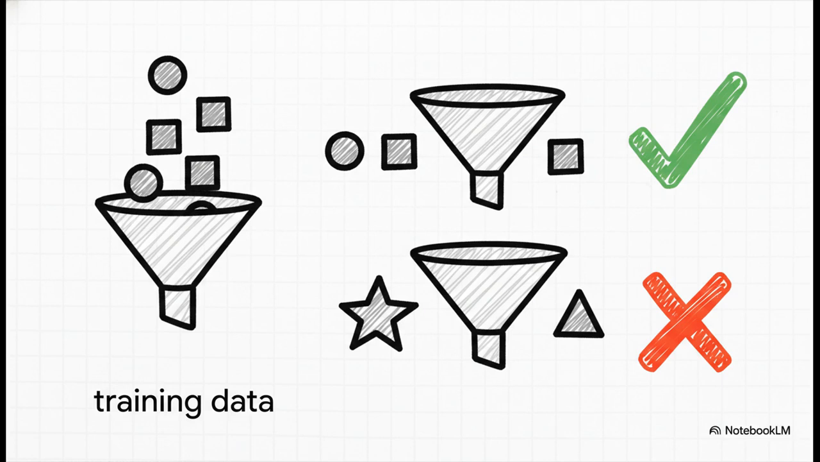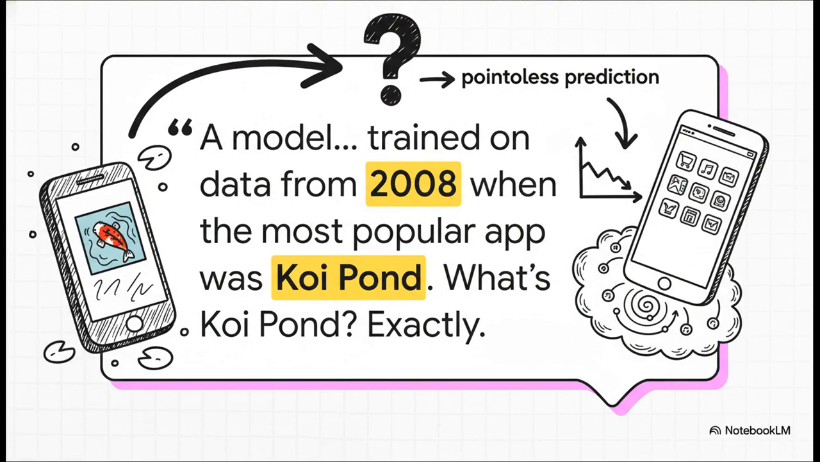Now, this next point is a huge gut check for any project. Your model learns patterns from the data you train it on. So if the real-world data it sees later follows completely different patterns, your model's going to fail, plain and simple. The data you train on has to be representative of the data you'll see out in the wild. And I love this quote because it's a perfect and kind of hilarious way to remember this point. I mean, the app world of 2008, where Koi Pond was the top app, that's a completely different universe from today's app store. Training a model on that old data to predict what's going to be a hit today would be totally pointless.